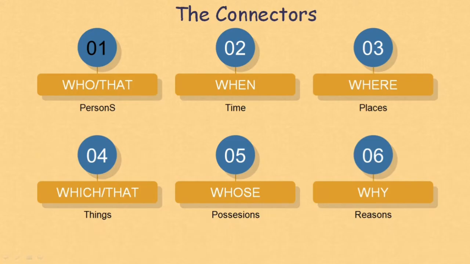Here are conjunctions, or we call them connectors, mostly used in adjective clauses. Who or that for describing persons, when for describing time, where for describing places, which or that for describing things, whose for describing possession, and why for describing reasons. In this video, we are going to focus on who, which, and whose.